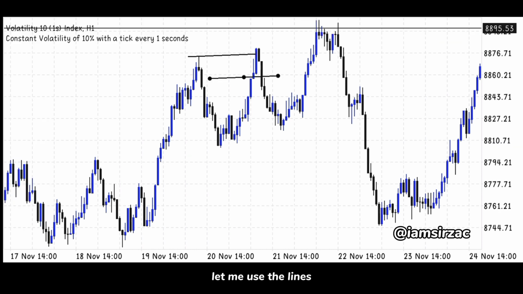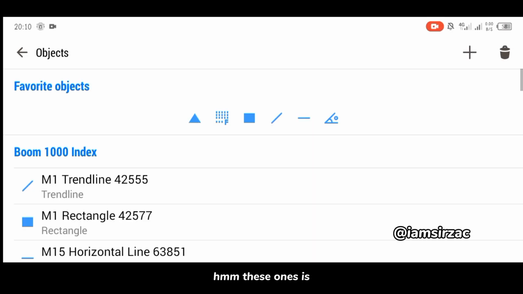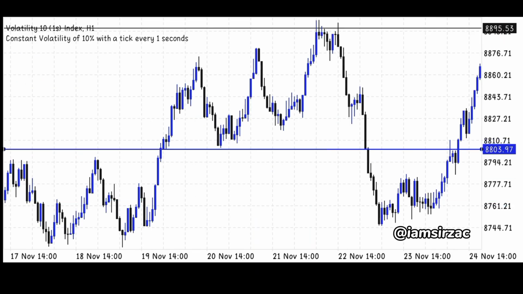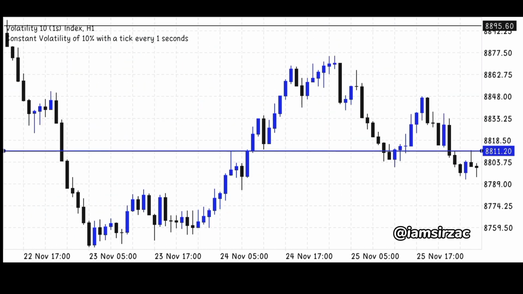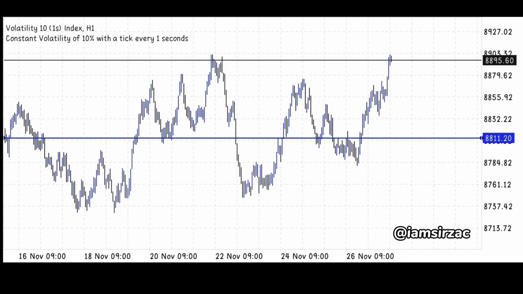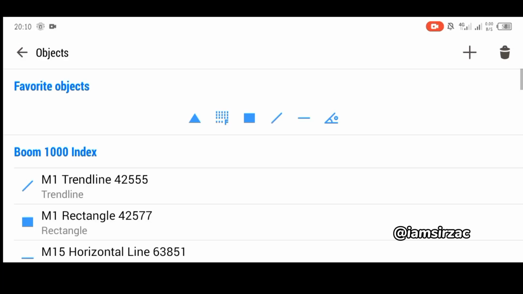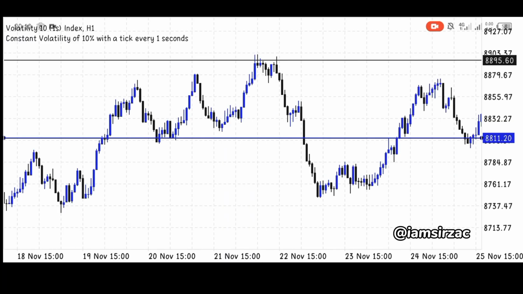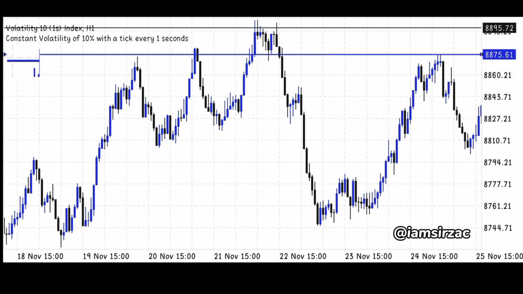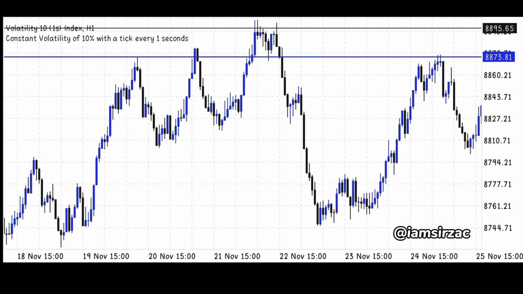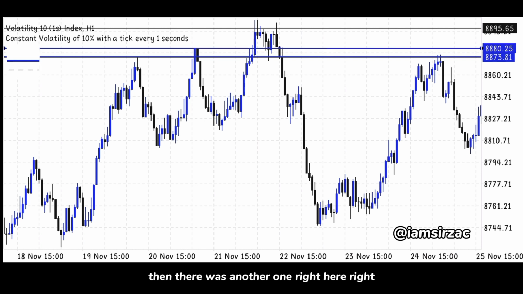Let me use the other lines. These ones, yes. Here there was a break of structure right here. Then there was another one right here.